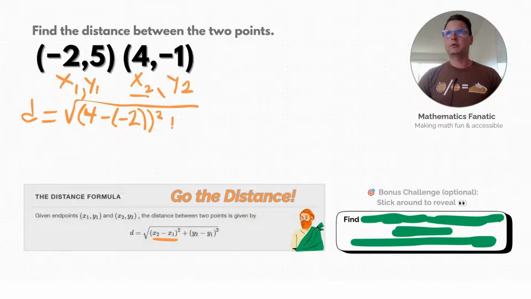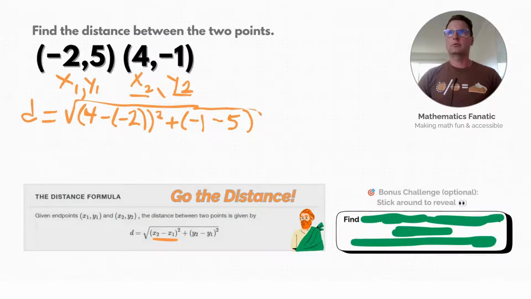What's next? Plus y2 minus y1. What's y2? It's negative 1. Then minus y1. Do you see it? That's 5. Square root of all of that.